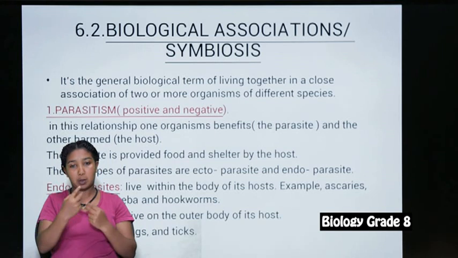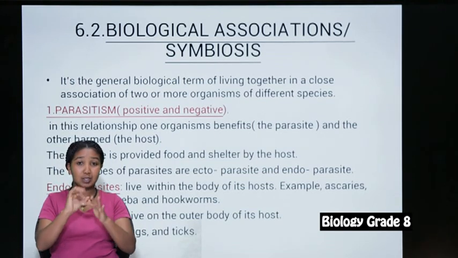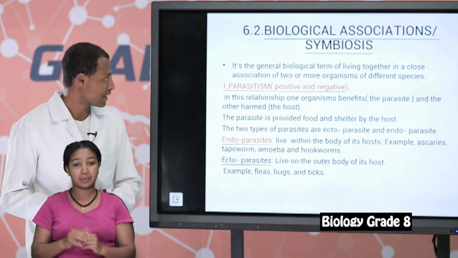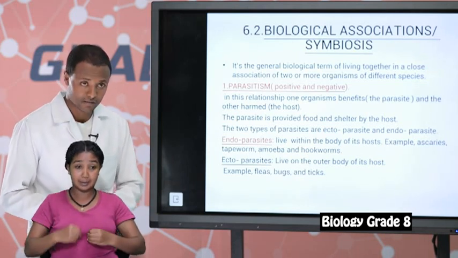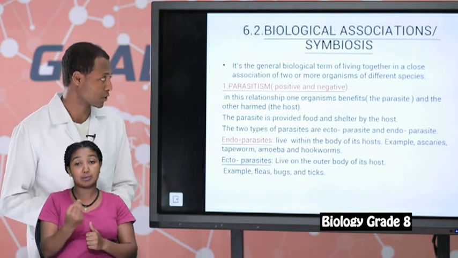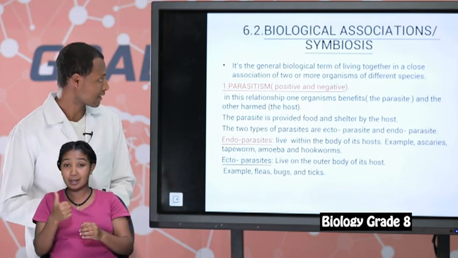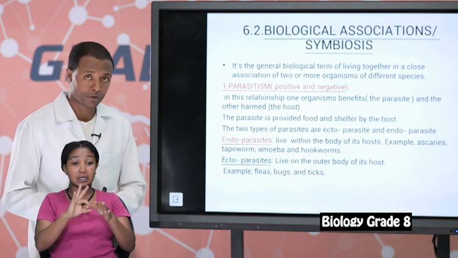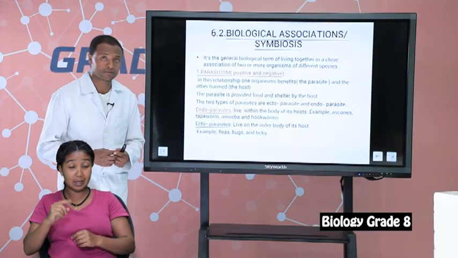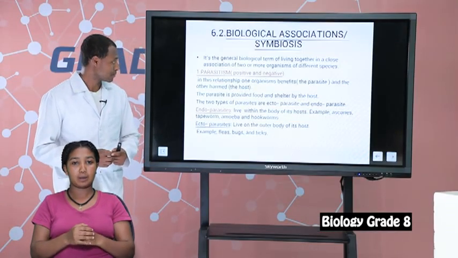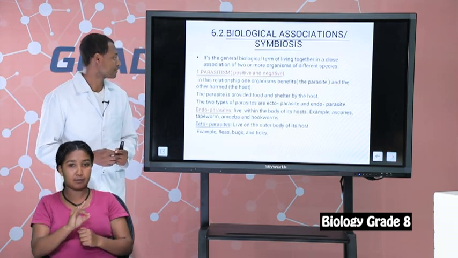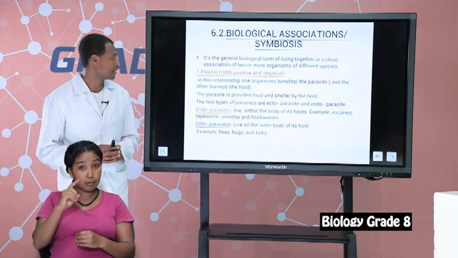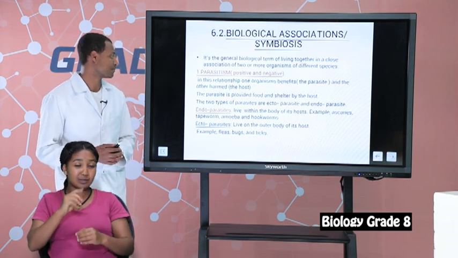Let me see one by one. The first association is parasitism. In this relationship, one organism benefits, that means the parasite benefits from the association, whereas the other is harmed, that means the host. This relationship consists of the host and the parasite. So only the parasite is benefited from the association. That means the parasite is provided food and shelter by the host, whereas the host is highly affected.